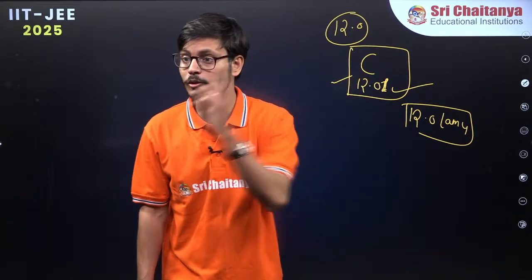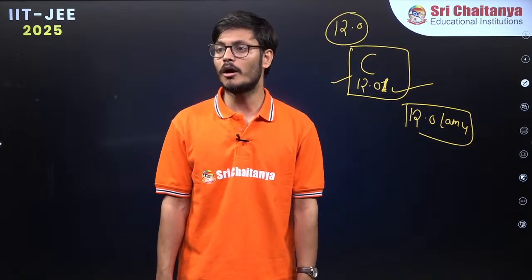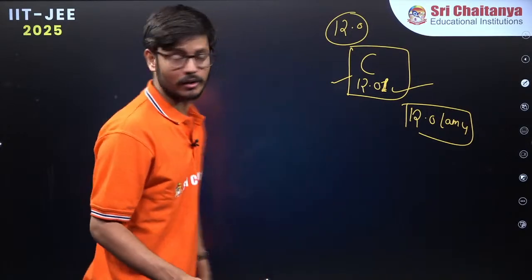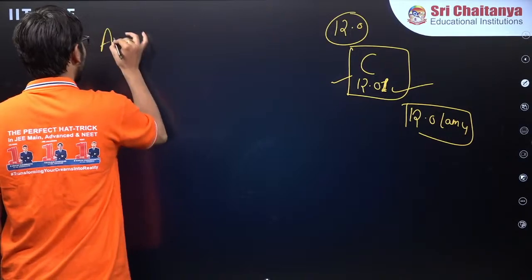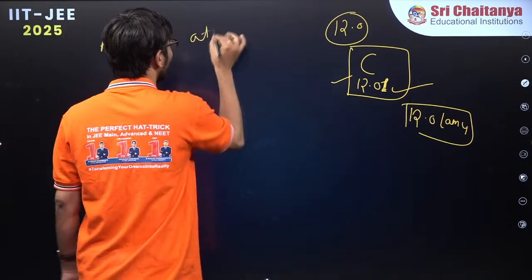It has isotopes. Rishi Vardhan, very good beta ji. The concept of isotopes is there. So there is something called average atomic mass. Average atomic mass.